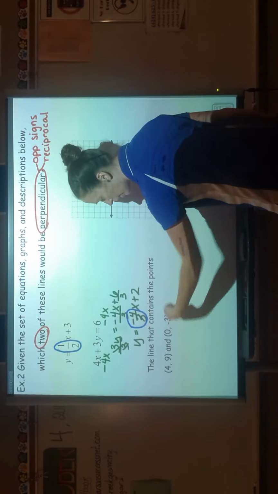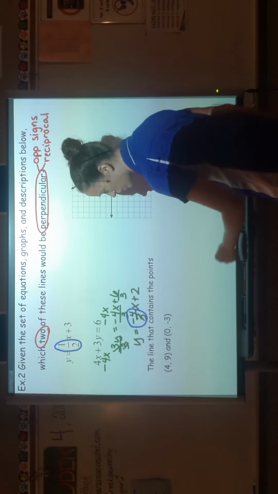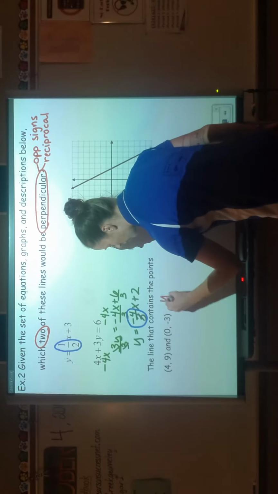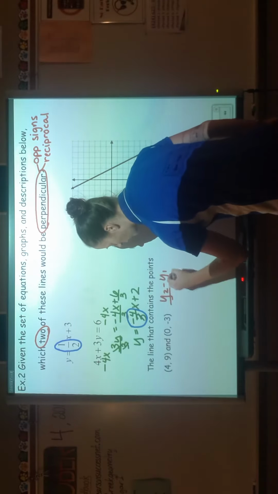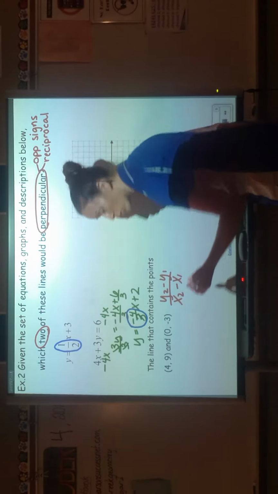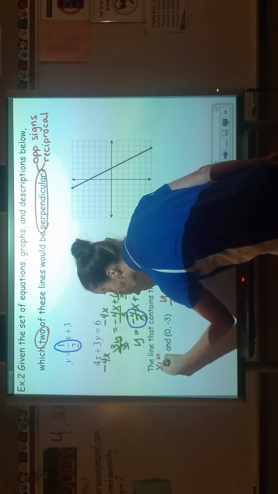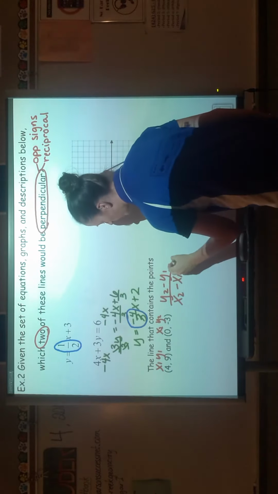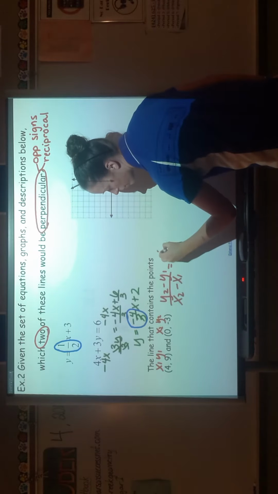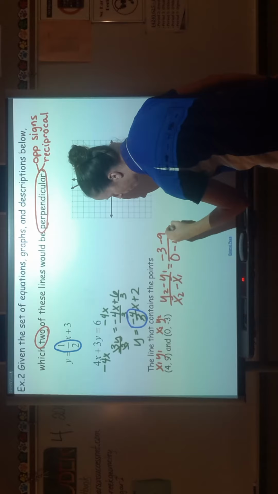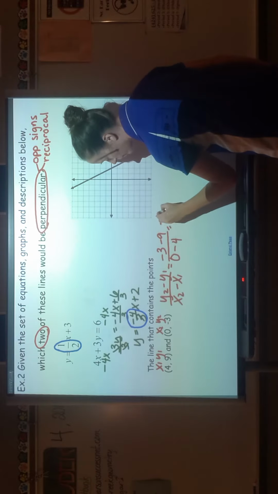The line that contains the points (4, 9) and (0, 3). Well, let's see here. Based on our formula, y2 minus y1 over x2 minus x1. And if you need to, label those points again. Let's make sure we get them in the right place. Go ahead and simplify.